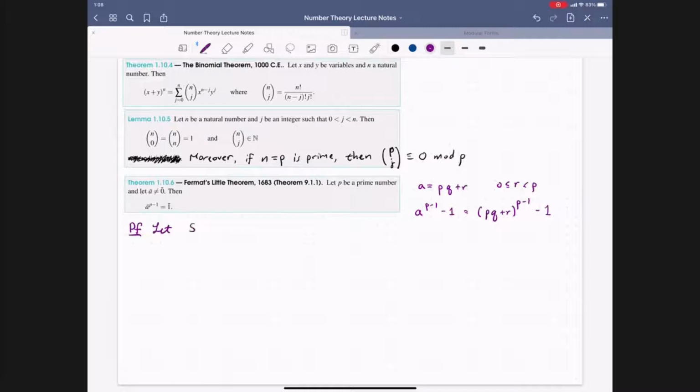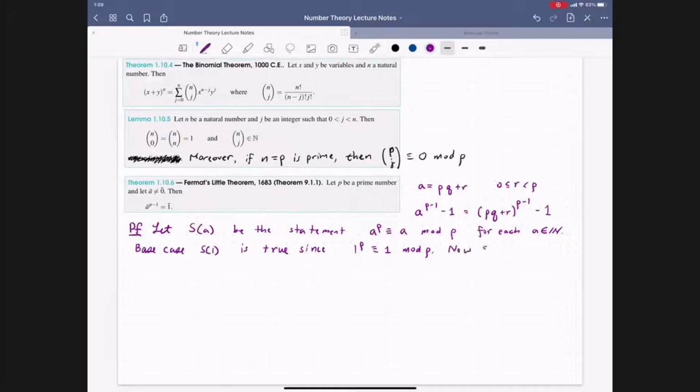let S(A) be the statement that A to the P is congruent to A mod P for each natural number A. So that's what we are going to prove. So next, let's go ahead and do the base case. S(1) is true since 1 to the P is of course going to be just 1 mod P. So we're done with the base case.